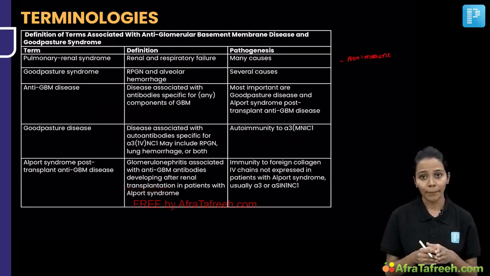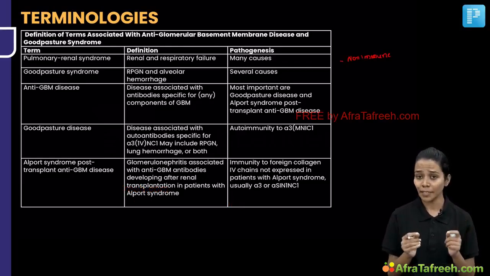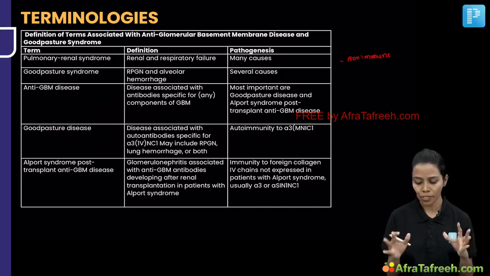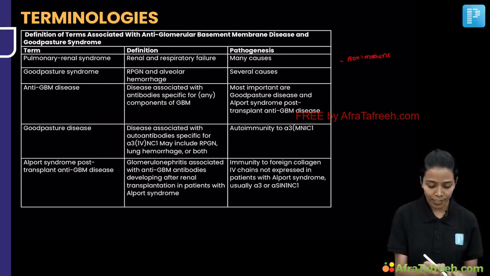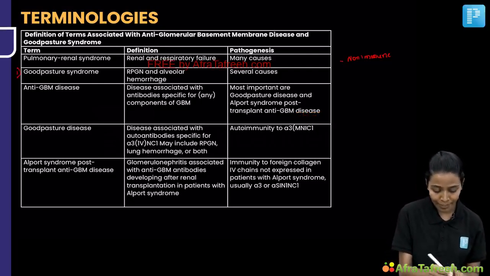But in this, what happens? It doesn't mean that there are antibodies produced. Okay, so it is non-immune. The rest of the things are immune. So first, let us come to what is called as Goodpasture syndrome.